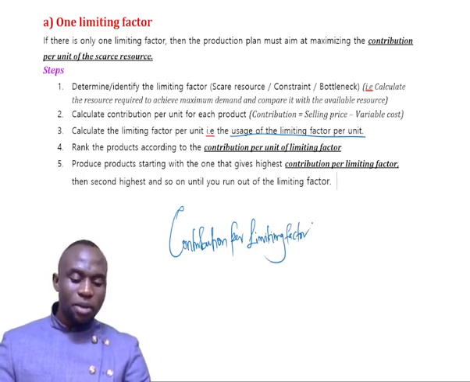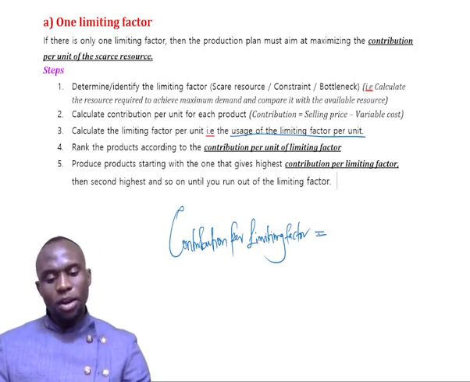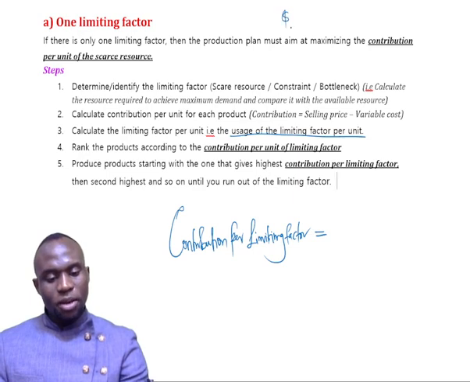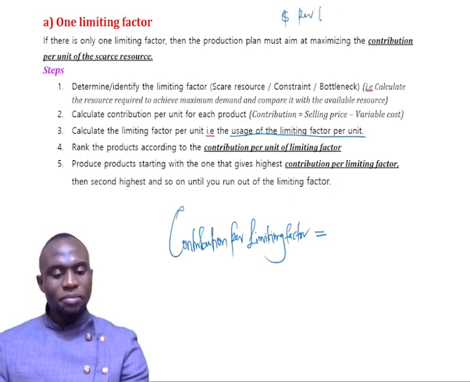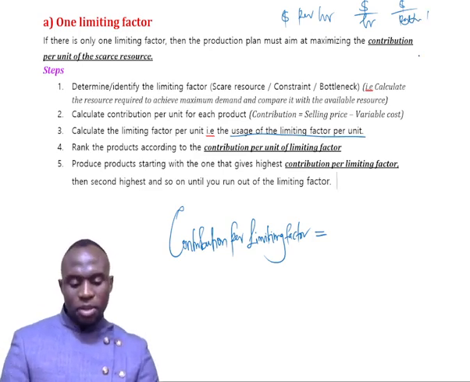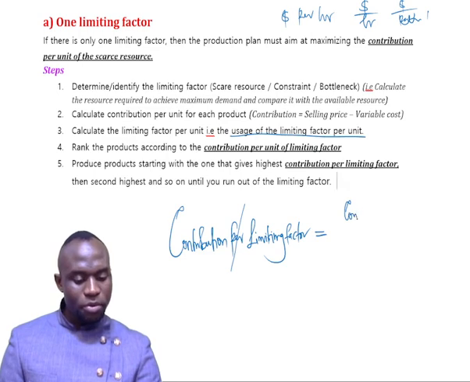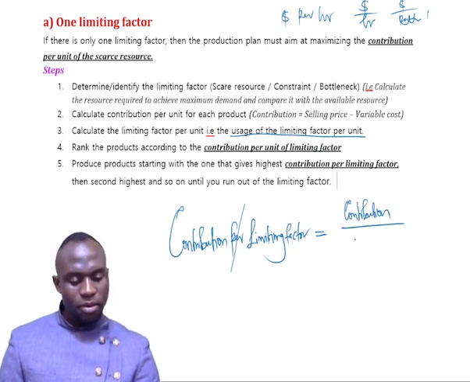And what is the meaning of per? If you have dollars per hour, it means dollars divided by the hours. If you have dollars per unit, it means dollars divided by the units. So per means you divide. So this is going to be contribution divided by the limiting factor.